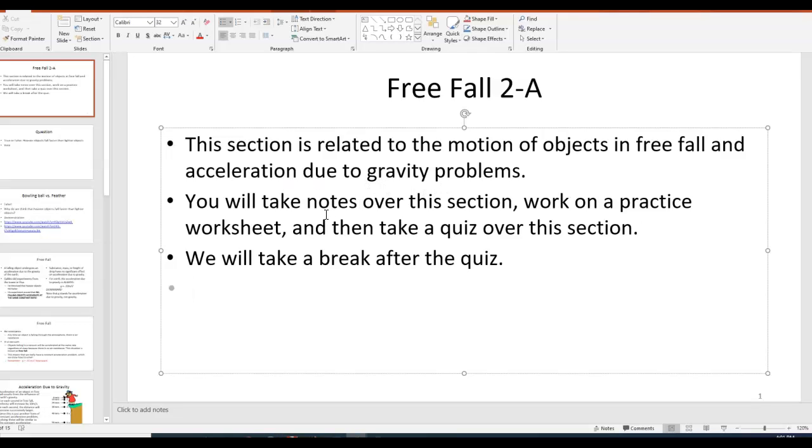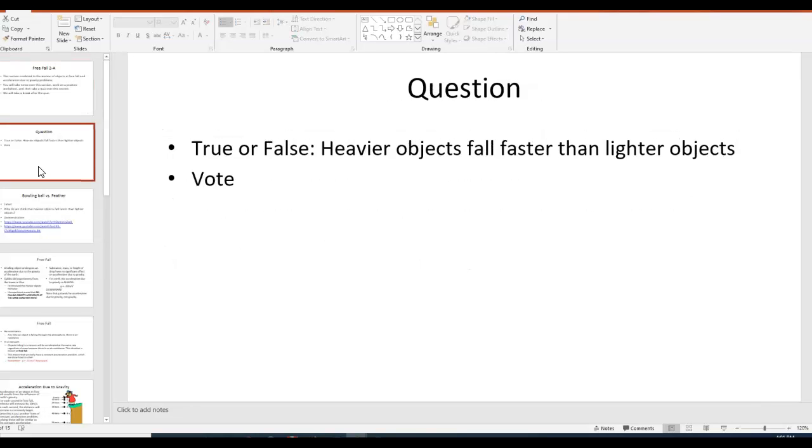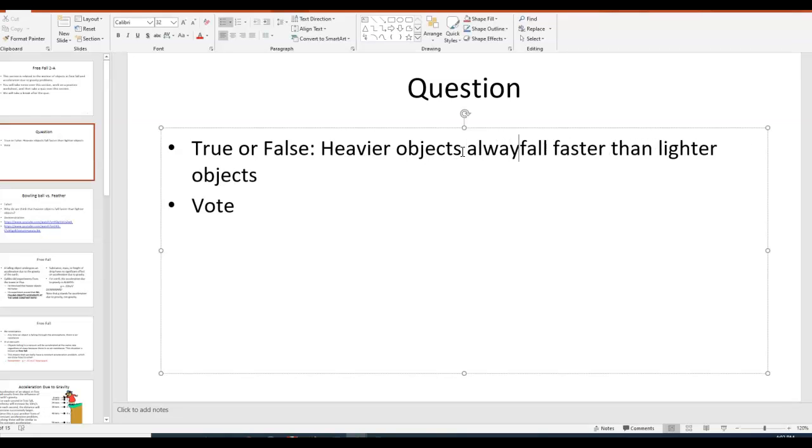Okay, like usual, you'll take notes over this section, work on a practice worksheet, and then take a quiz over this section. So the first thing, just to lead into what we're going to be talking about, is this question right here. This is a true or false question. The question says, heavier objects, and I'm going to insert a word here, always fall faster than lighter objects.